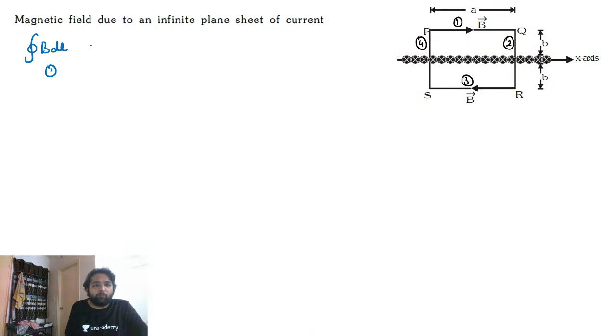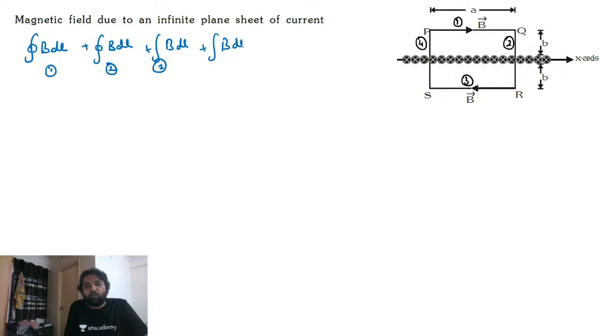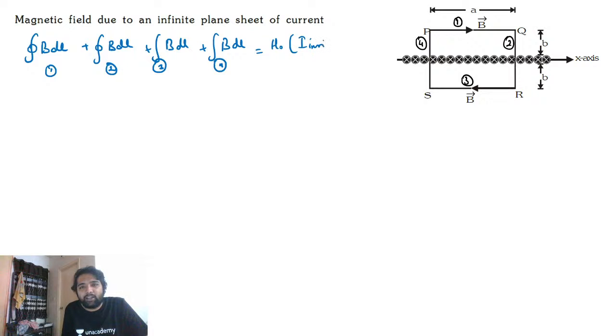So now integration over loop 1 of B·dl1 plus B·dl2 plus B·dl3 plus B·dl4 will be equal to mu naught into I inside the loop.